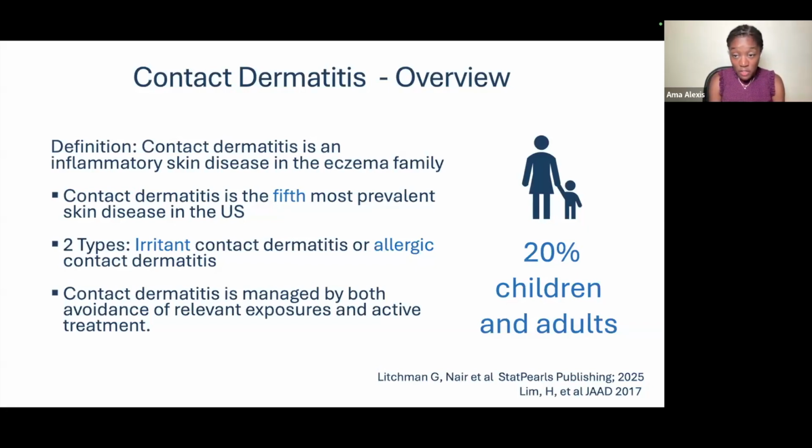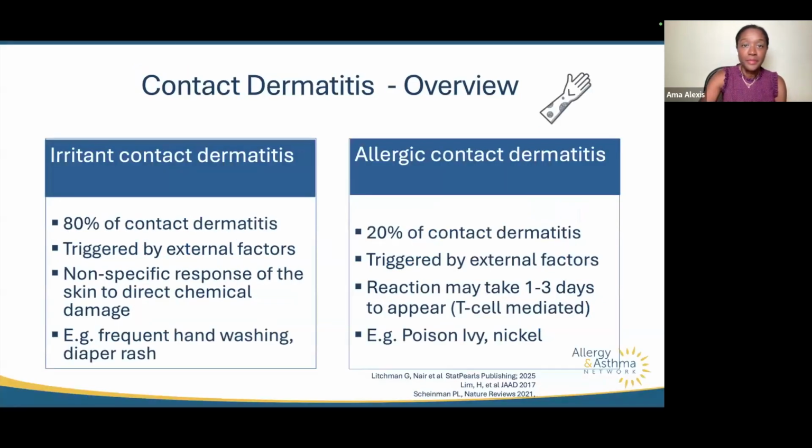In about 20% of children, sometimes even a little bit higher, and 20% of adults. Okay, great. So let's dive in a little bit more into irritant and allergic contact dermatitis. They're almost two different sides of a coin. So it turns out most cases are due to irritant contact dermatitis, actually up to 80%. It is triggered by external factors, and it's due to a non-specific response of the skin to direct chemical damage.